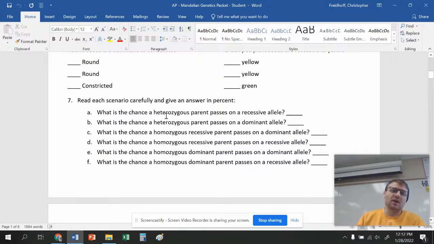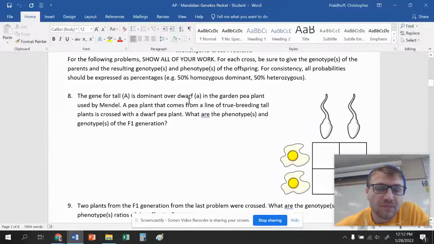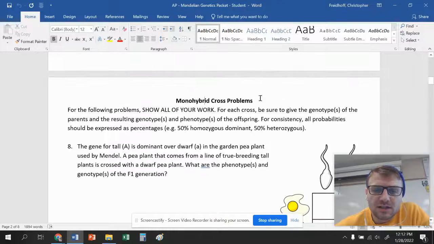Number 7 asks what the chance is of a heterozygous, homozygous recessive, or homozygous dominant parent passing on the dominant or recessive alleles. This is just getting you to think, when the parent passes on a single allele, what are the chances of that occurring? This next part here, you can see each of the new pages that I separate the packet into has a bolded title.